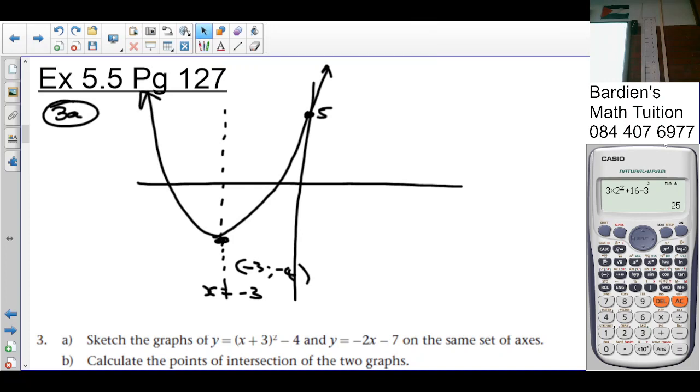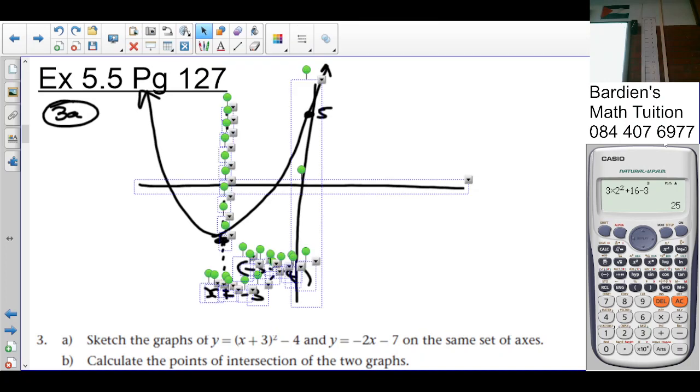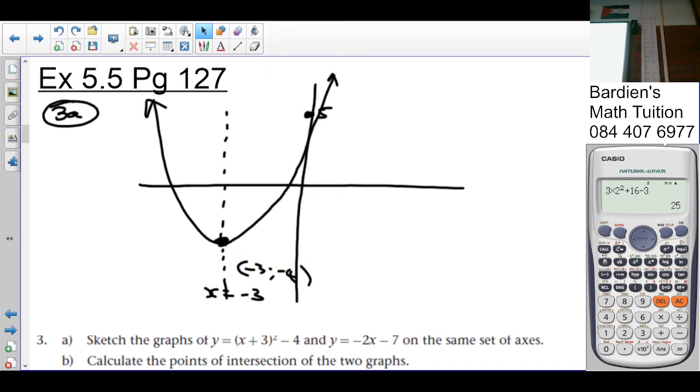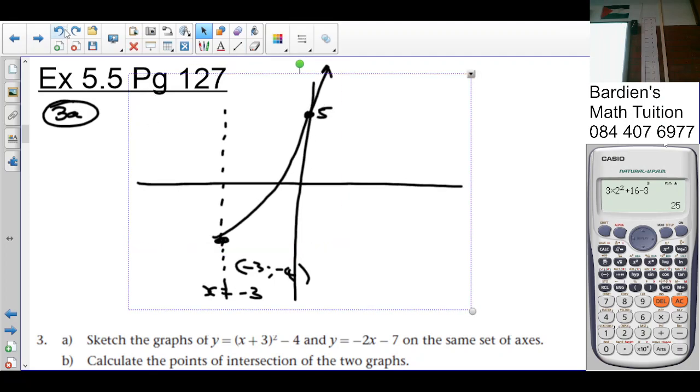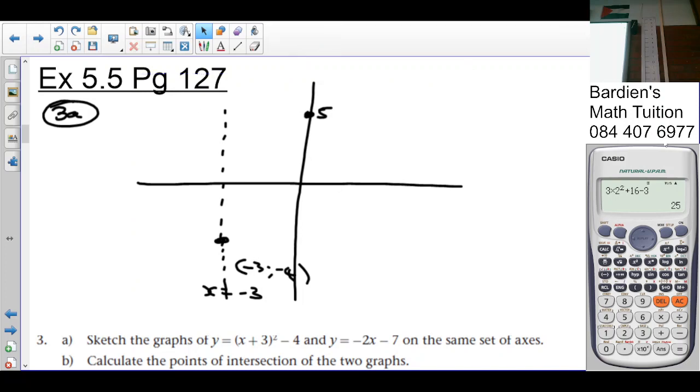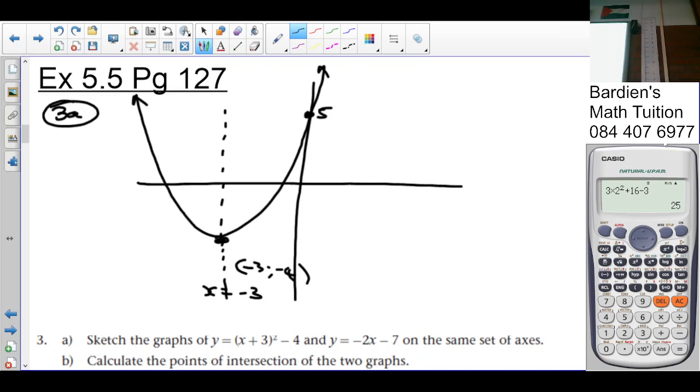What is your x-intercept? I'm just going to redraw that. That's a very good representation there. What are your x-intercepts? Negative 3 and negative 2? Negative 3? How can it be negative 3? Negative 5 and negative 1, that sounds more like it. So how can you cut at negative 3 if it's turning at negative 3?